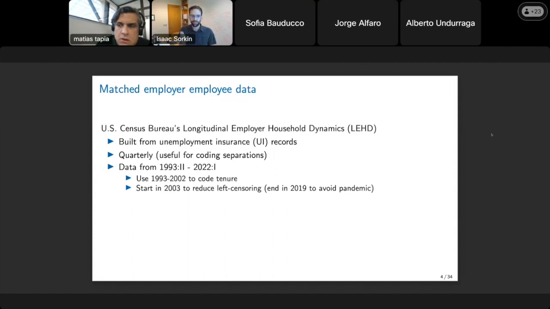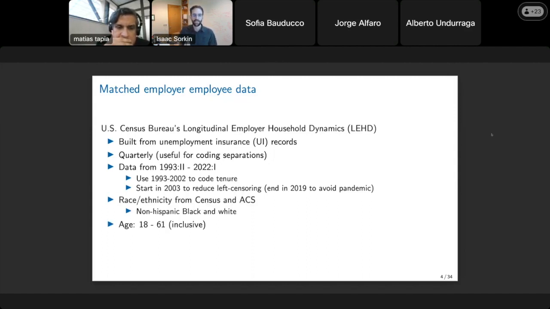I'll use the data from 1993 to 2002 to code tenure. And then I'll start looking at outcomes in 2003, and then I'll end in 2019 to avoid the pandemic. You get race and ethnicity from merges that people at Census have done to the census and the American Community Survey. So throughout, I'll be focusing on the contrast between non-Hispanic black and white workers. I'll look at workers aged 18 to 61.